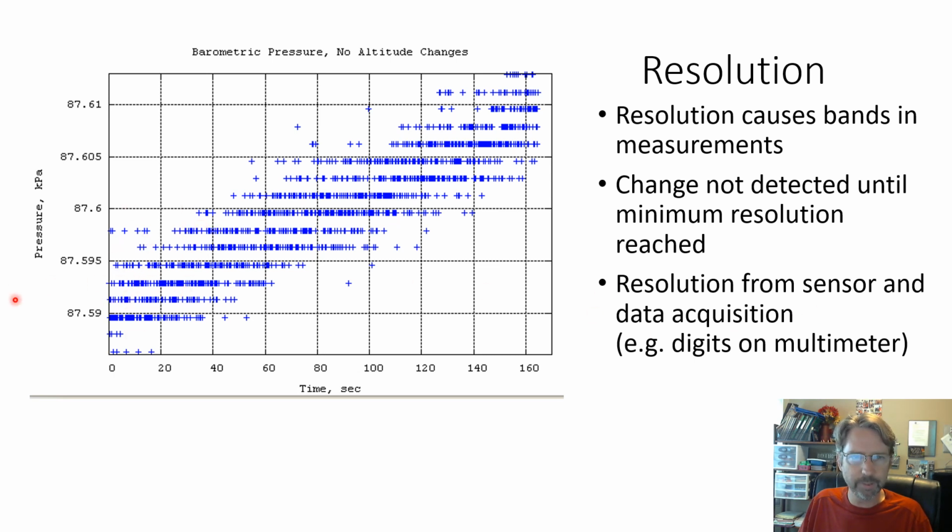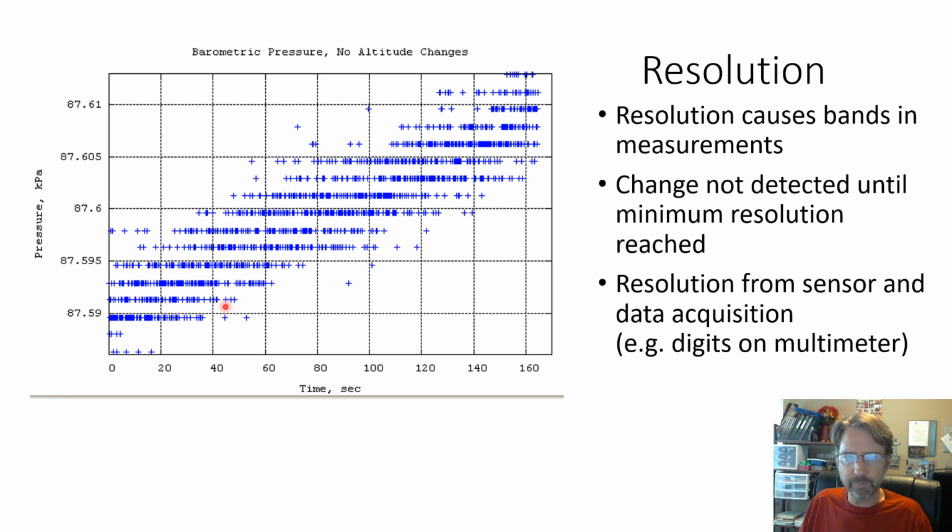Anyway, these are all connected with these noisy lines, but you can see that when you go from here to here, it doesn't measure any change until it gets to here, and then it's locked in here. So these are the discrete bands of resolution of this particular system.